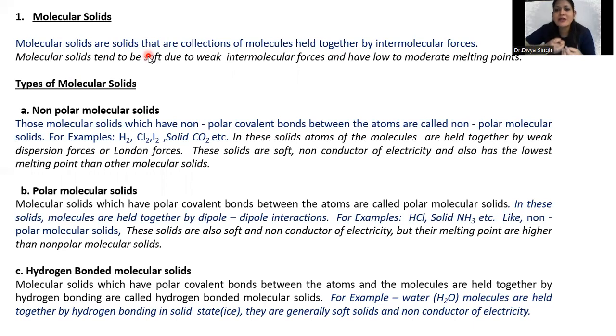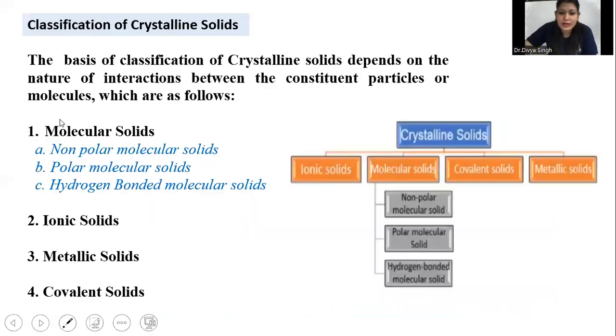Why? Because the force of attraction is very weak. Therefore, the melting point is comparatively low to moderate in molecular solids. Molecular solids are again divided into three, as I told you previously in the chart: non-polar molecular solids, polar molecular solids, and hydrogen bonded molecular solids.